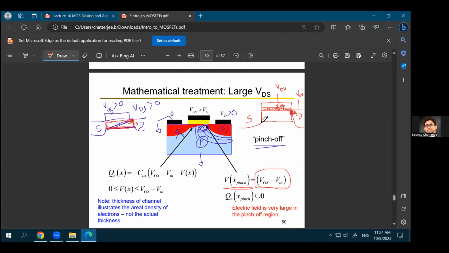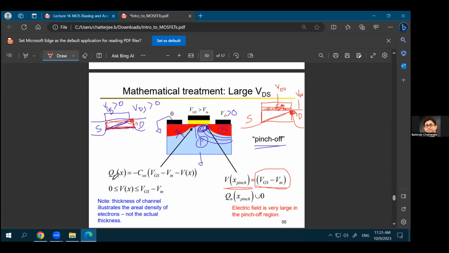So the channel, instead of looking like this rectangle, eventually will look like this triangle, where the thickness of the channel near the drain will be 0. So this is called the pinch off voltage, that if your drain voltage is equal to VGS minus VT, at that point your channel is pinched off. So the channel thickness becomes almost equal to 0.